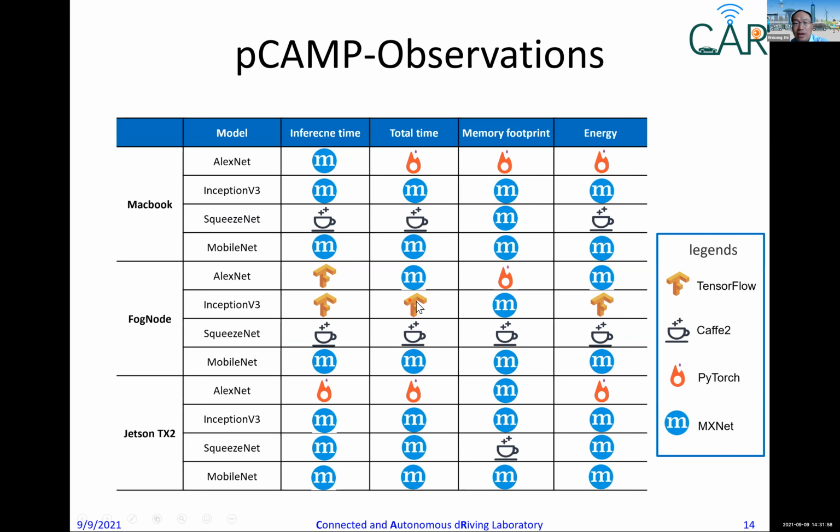For example, if you're looking for total time on this powerful fog node from Intel, TensorFlow is pretty good. And if you're looking at smaller devices like the Jetson TX2, then MXNet itself is good. So basically, no one can beat all of them. Some are good for particular devices, etc. This gives you an idea that depending on the type of application you are talking about, you have to make the right choices on which one is good for what.